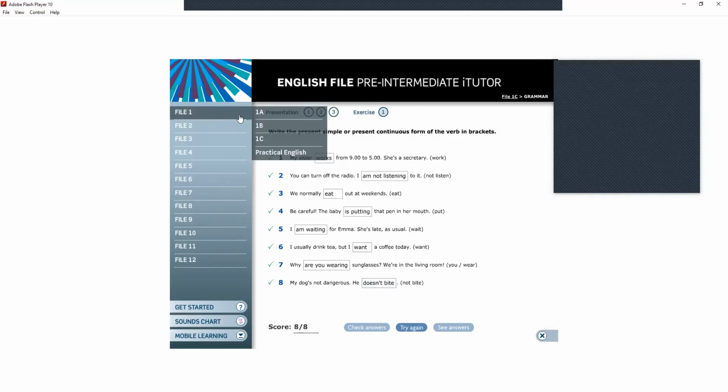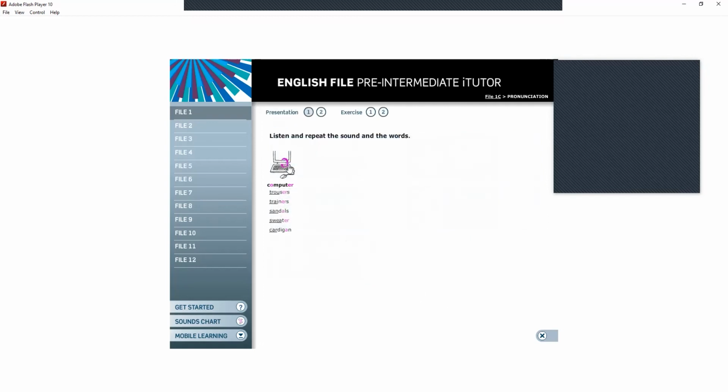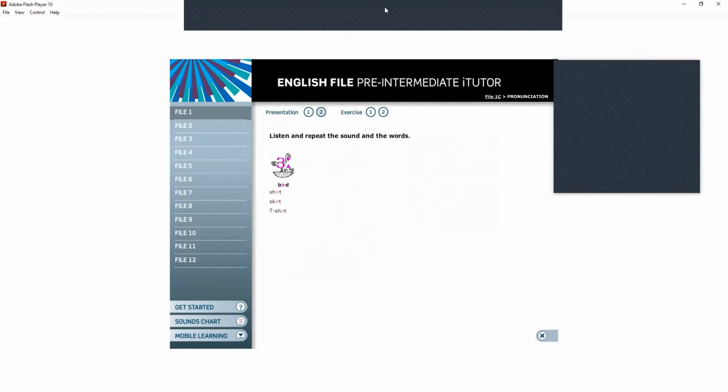Now we move to another part of pronunciation. Okay, short one we call schwa sound. So these are called a kind of short one. Computer, trouser, trainers, sandals, sweater, cardigan. And this one like shirt, skirt, t-shirt. Okay, so that's all about the review, and then we move back to exercises of the present continuous.